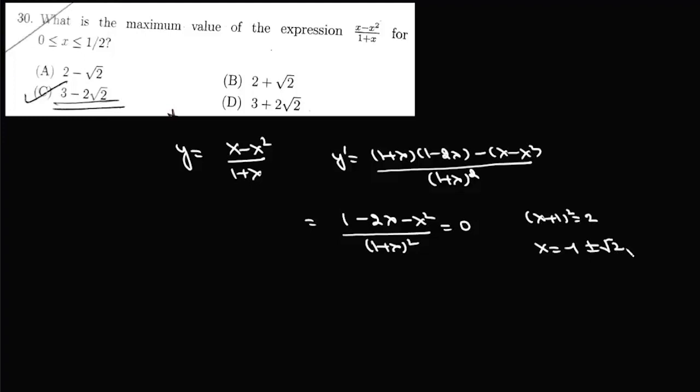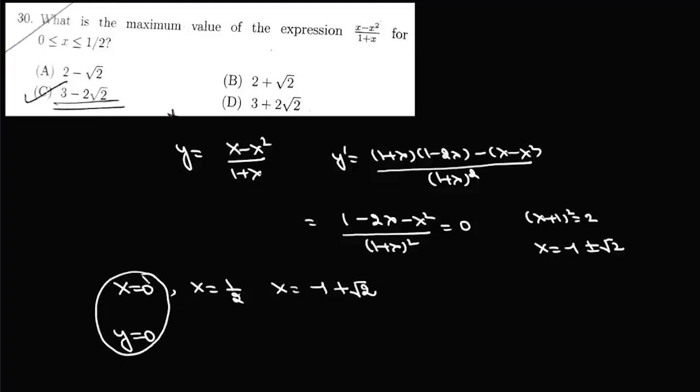Now we have to find the maximum value in this interval. So we have three critical points. Either x is 0, x is 1 by 2, or x is −1 + √2. Now if we put x as 0, we'll get y as 0. So this is one value. When x is 1 by 2, y is (1/2 − 1/4)/(1 + 1/2). Now this is 1 by 4 over 3 by 2. So it will be 1 by 6.